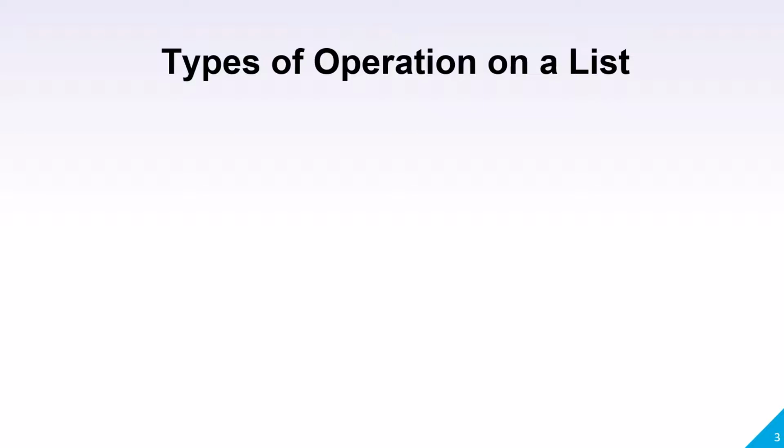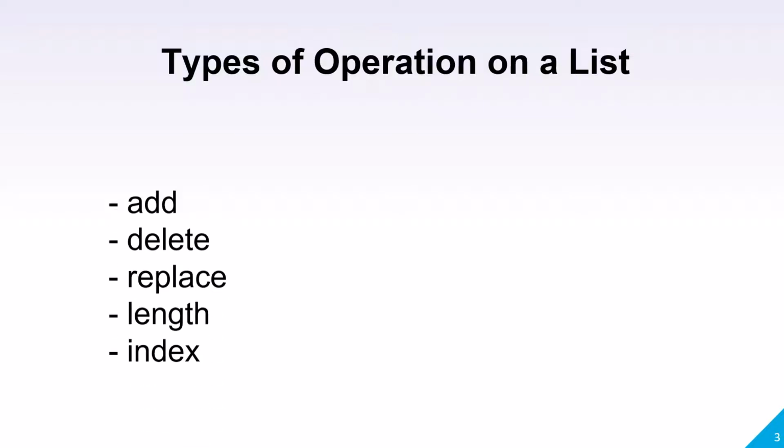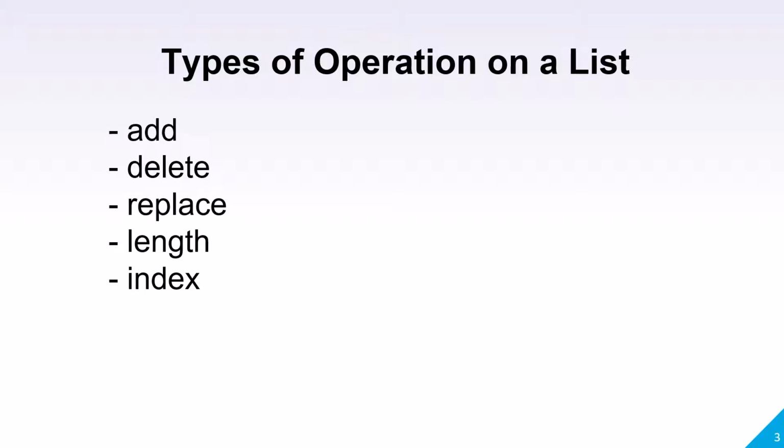Let's go to the next: what types of operation can be performed on a list. These are the operations. You can add an element to a particular list. You can delete an element in a particular list. You can replace an element in the list. You can calculate the length of that list, and you can find the index of a particular element.